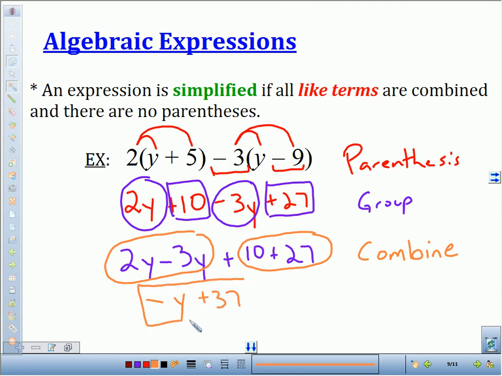Since these two terms are not like terms, I can't combine them. The reason why they're not like terms is because terms are only considered like terms if the variables are exactly the same. Since negative y has y in it, and 37 doesn't have y in it, they're not the same variables, so they're not the same kind of term, and I can't combine them.